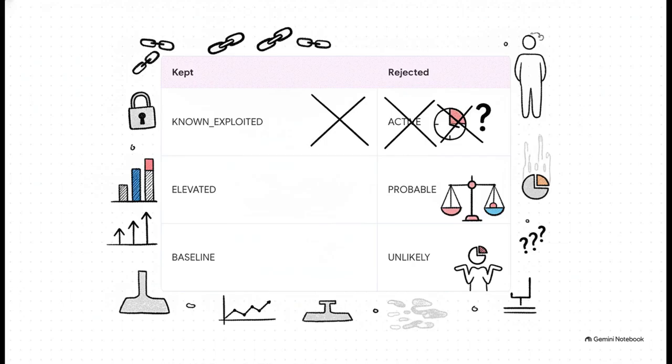They did not call the top band active, because KEV entries are never removed. The catalog literally cannot support a present tense claim. They didn't call the middle band probable either, because an EPSS of 0.15 might be top decile, but mathematically that is nowhere near better than even odds.